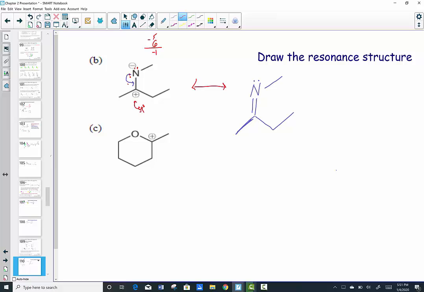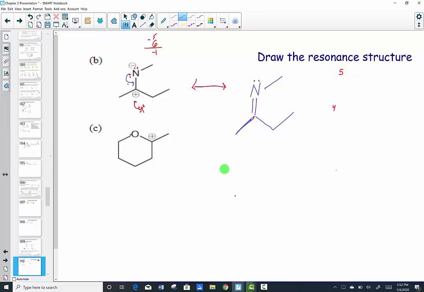The nitrogen, who still lives in group 5, has 1, 2, 3, 4, 5 assigned electrons, no formal charge. This carbon still lives in group 4, 4 assigned electrons, no formal charge. So there's no positives or negatives to write.